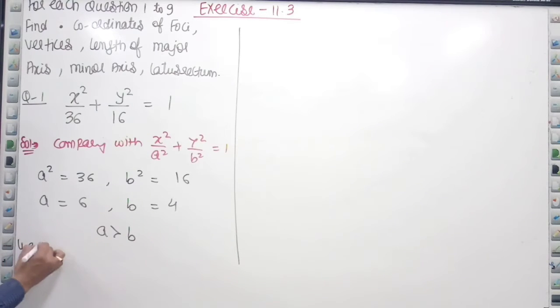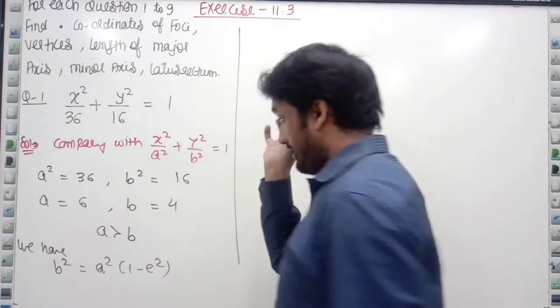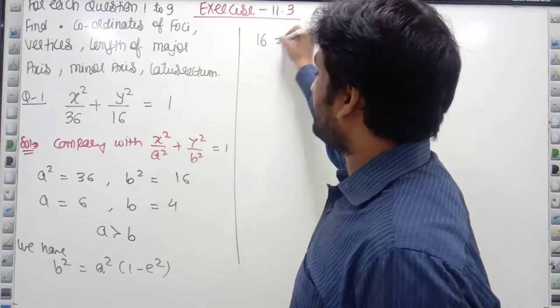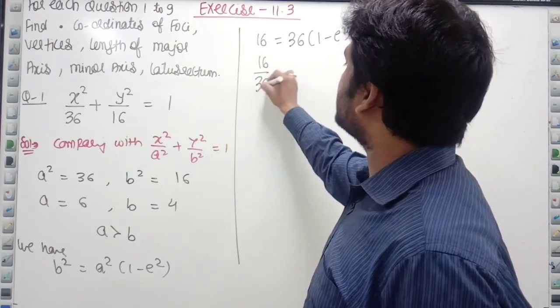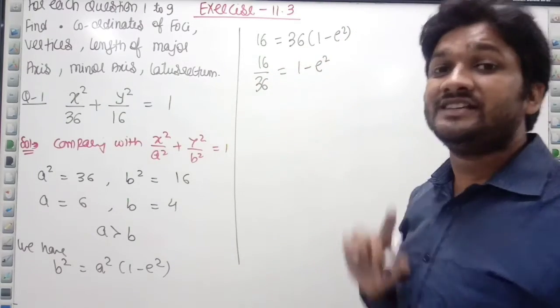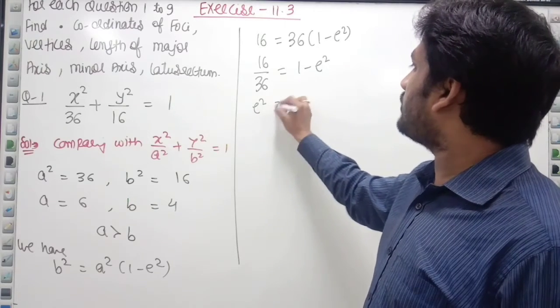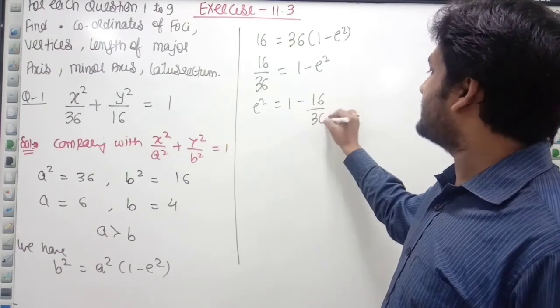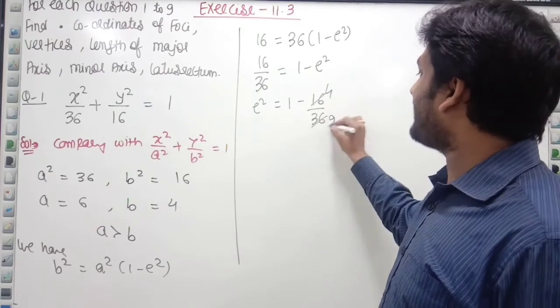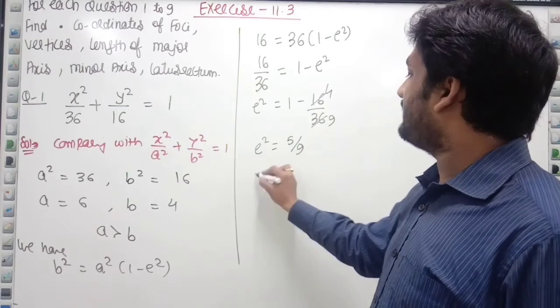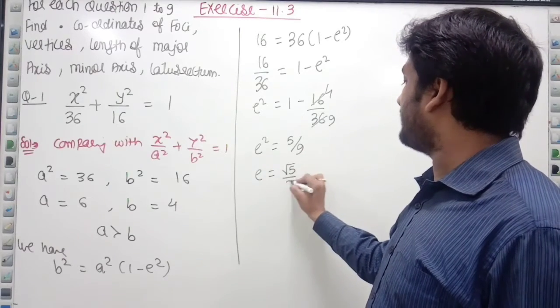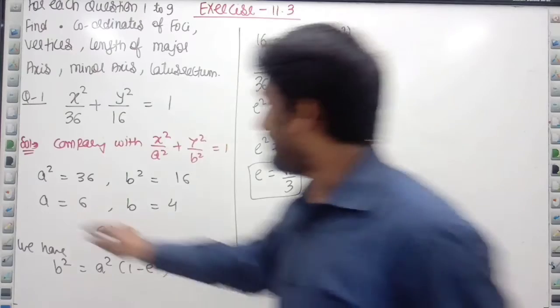We have b square equal to a square times 1 minus e square, the formula for the eccentricity relation. b square is 16, a square is 36, so 16 by 36 equal to 1 minus e square. So e square equal to 1 minus 16 by 36. I can write this as 4 by 9, so e square equal to 9 minus 4, which is 5 by 9. e is root 5 by 3. So this is the eccentricity.